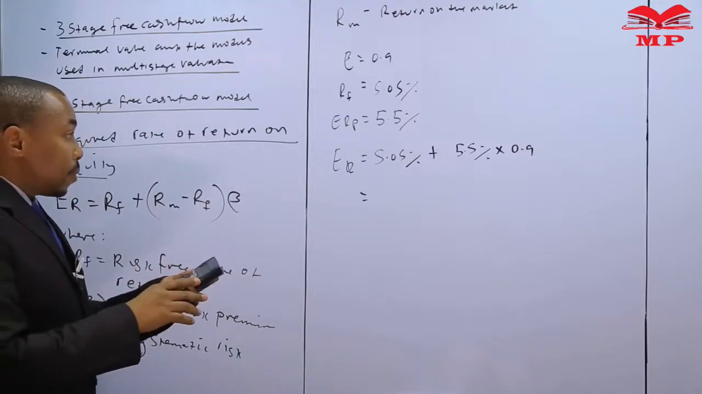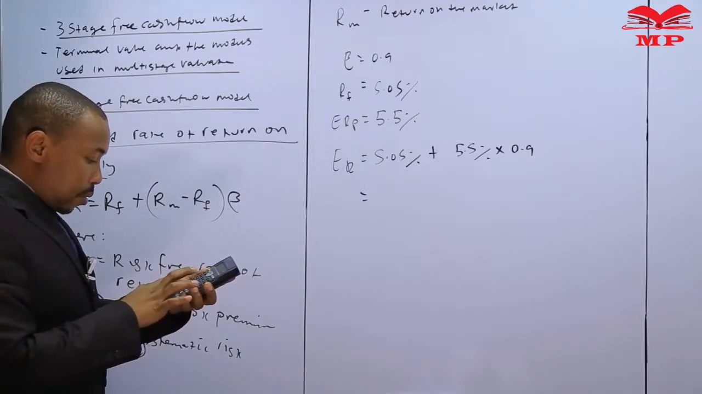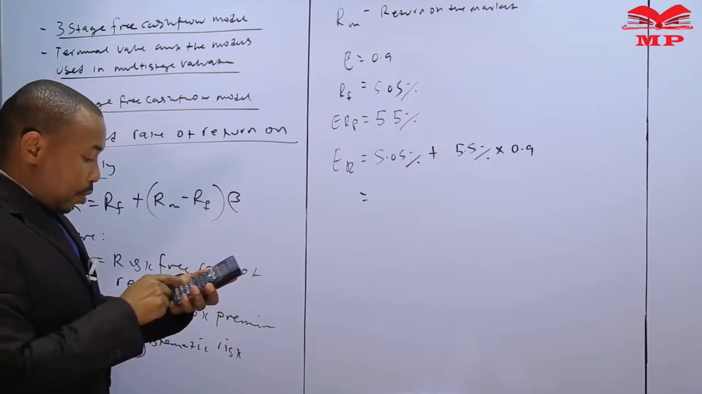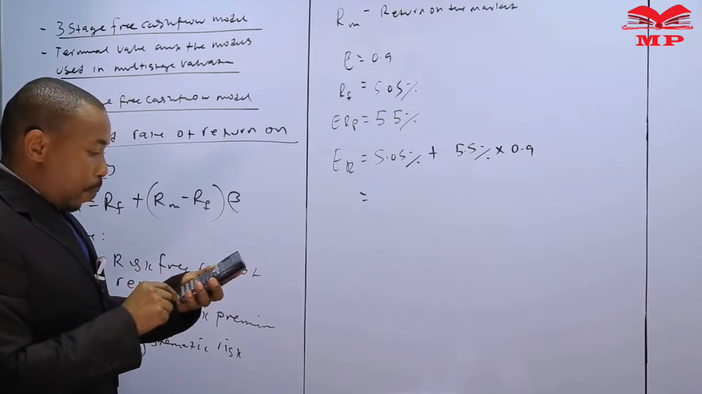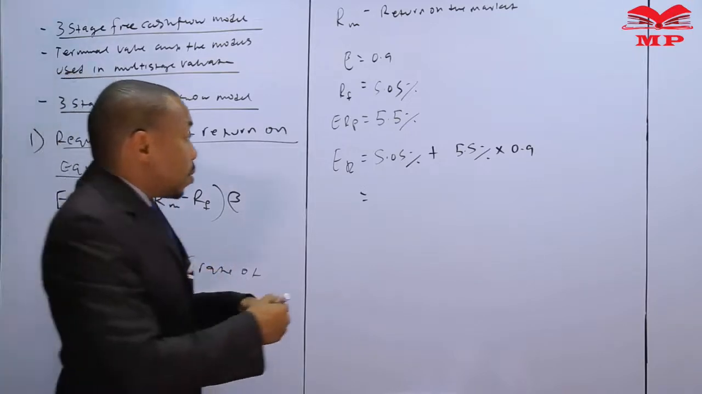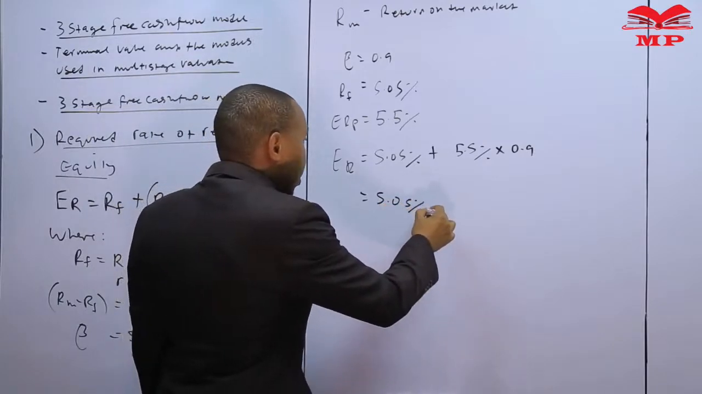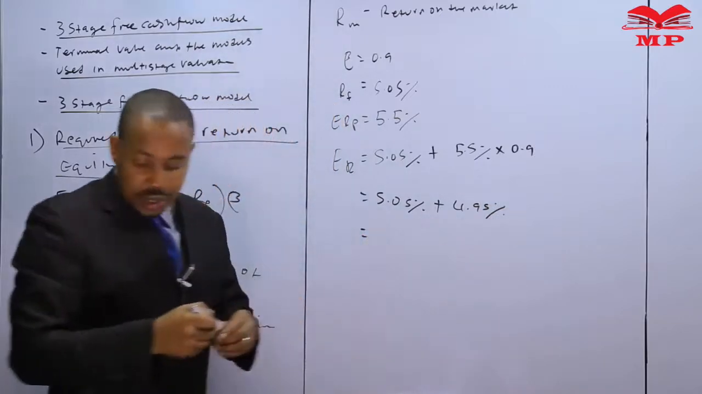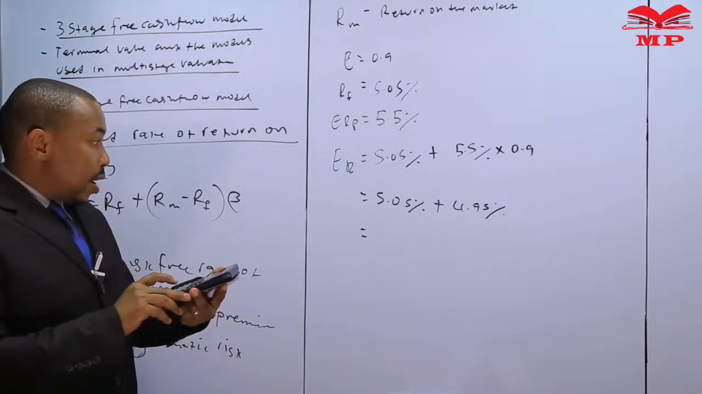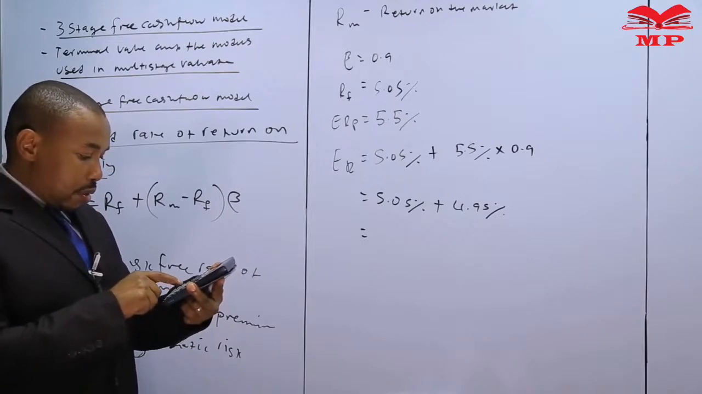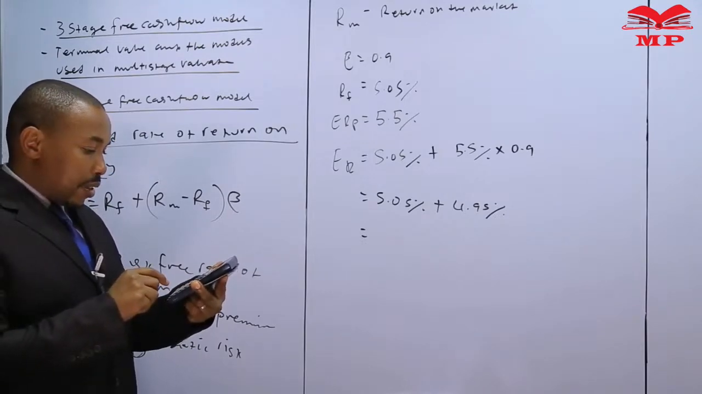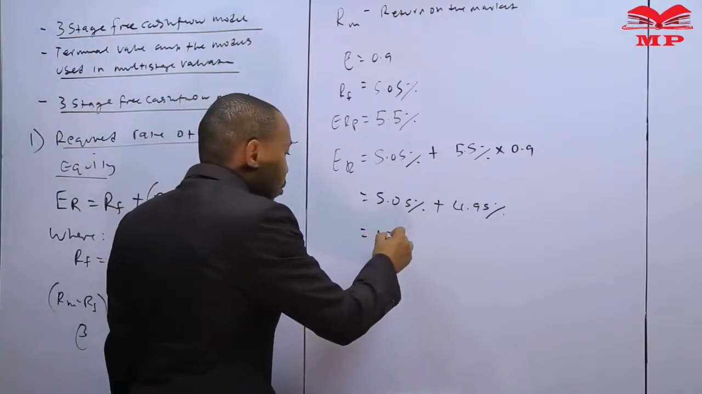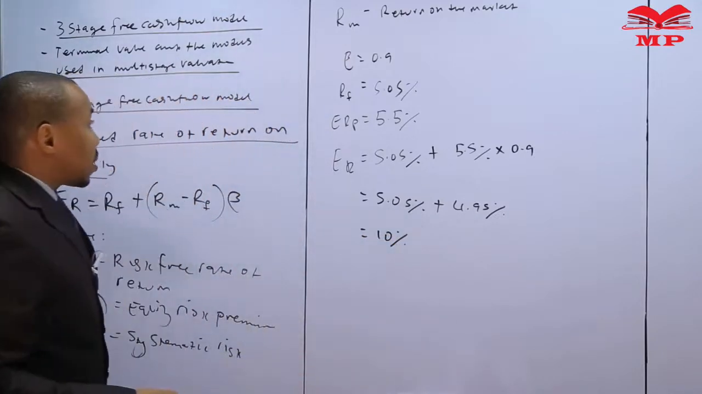Let's compute together. 5.5 multiplied by 0.9 gives 4.95. So we have 5.05% plus 4.95%. How much do we get? We add and get 10%. That answers part one of the question.